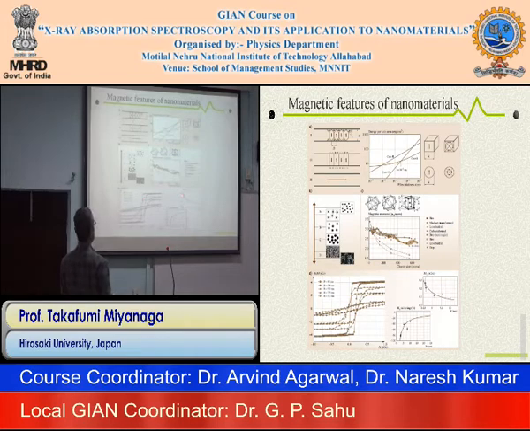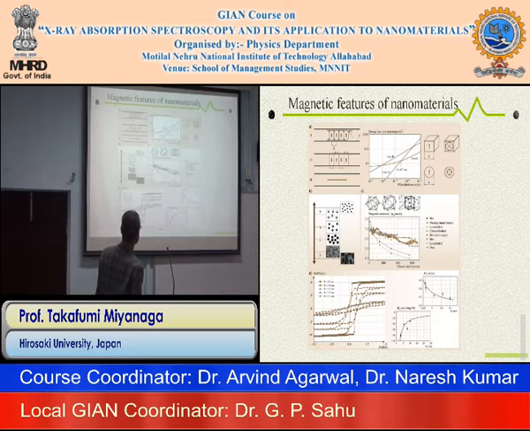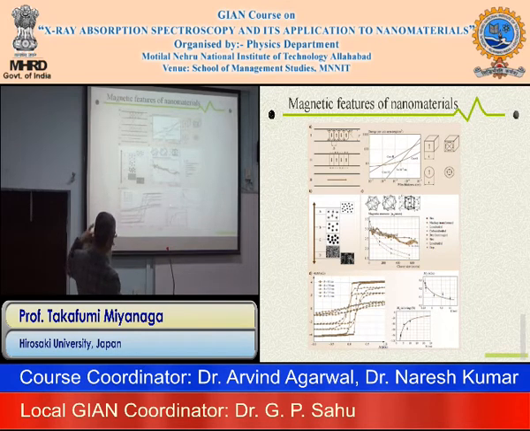This is an example of this function. As the diameter becomes smaller, the coercivity becomes larger. I'm sorry. And as the diameter becomes smaller, the saturation magnetization, the effect of the magnetic system, becomes smaller. This is also an interesting system.